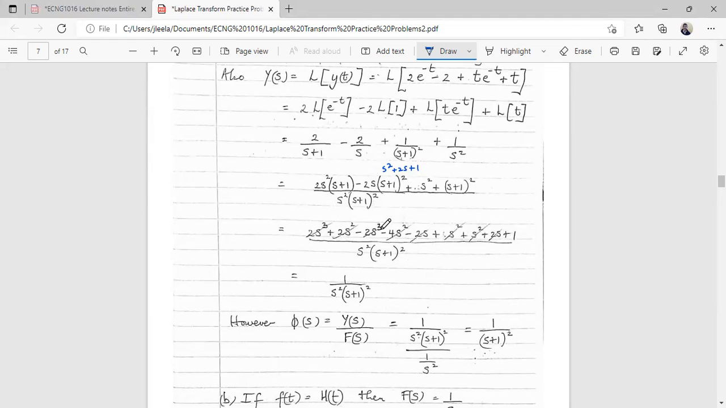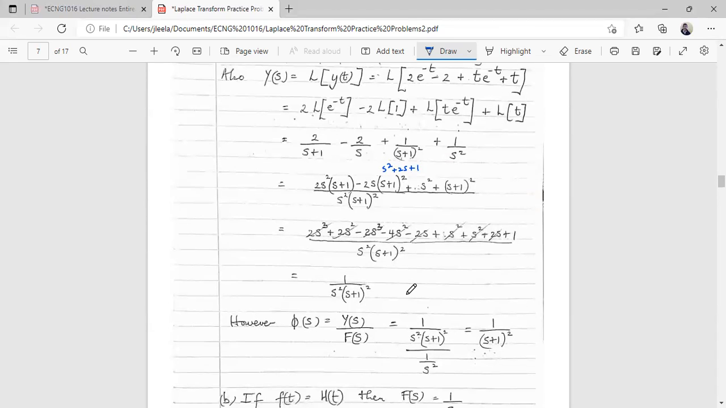So look at all these terms canceling, the first and the third, right? Minus 4s squared, and you have s squared and s squared, like 2s squared, and then another 2s squared. So those will cancel as well, right? And the minus 2s here and the plus 2s. So all you end up with is 1 over s squared into s plus 1 all squared, right?